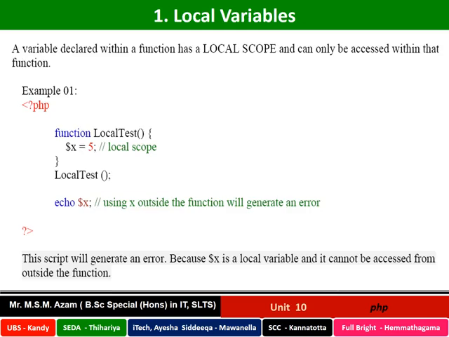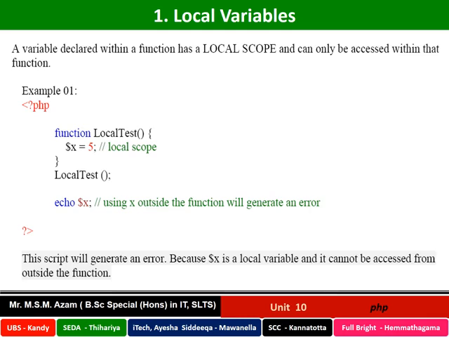First, we are going to talk about local variables. A variable declared within a function has a local scope and can only be accessed within that function. When you declare a variable inside a function in PHP, that variable has a local scope. You can use that variable inside that function only.